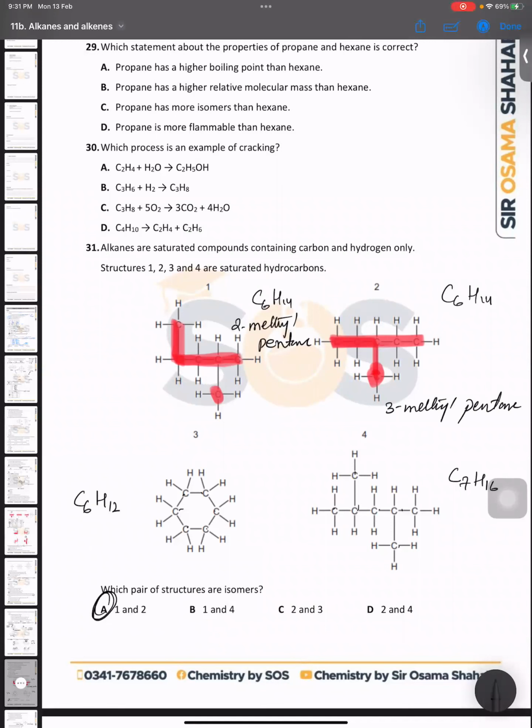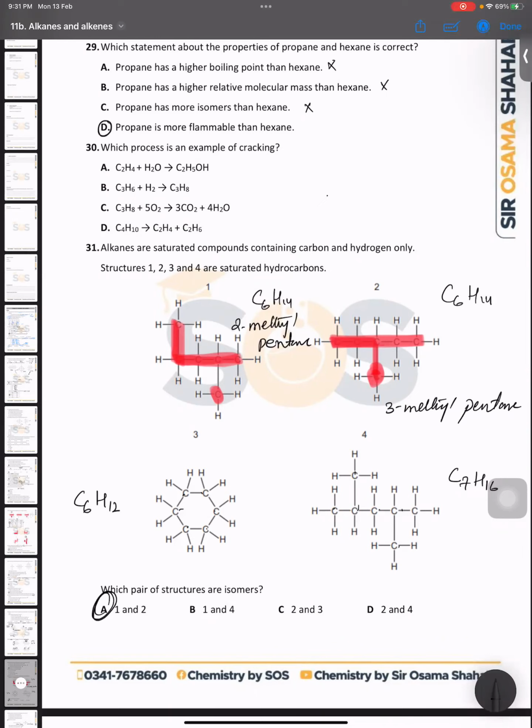Then here we have question number 29, saying which statement about the properties of propane and hexane is correct? Propane has a higher boiling point. Not at all. Propane has a higher relative molecular mass. No. Propane has more isomers than hexane. No. Propane is more flammable than hexane. That is the right answer.